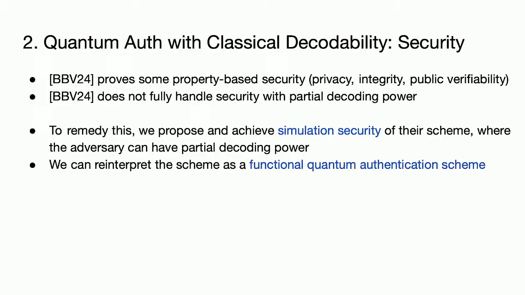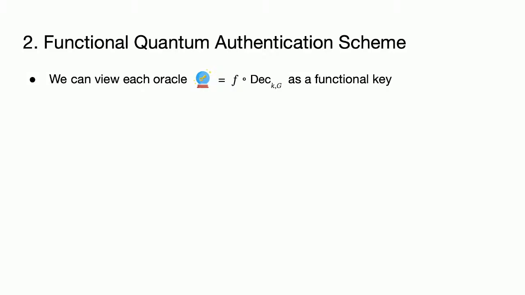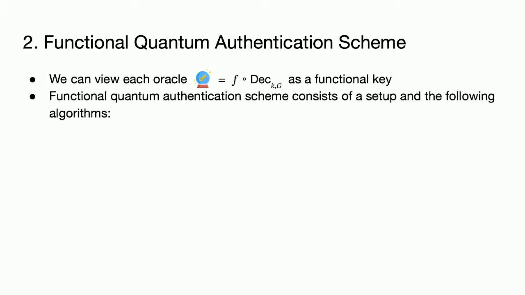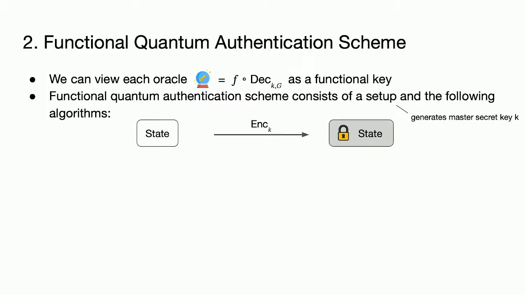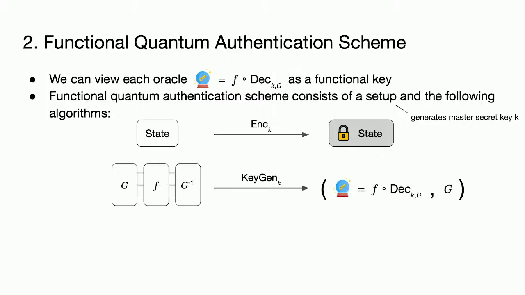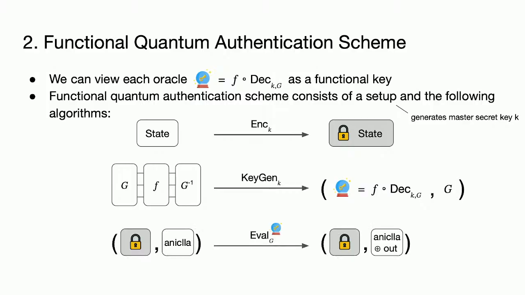So our characterization of security actually allows us to reinterpret the scheme as a functional quantum authentication scheme. So in more detail, we can view each oracle as a functional key. So a functional quantum authentication scheme will now consist of a setup that generates a master secret key, an encryption algorithm that encrypts a state, a key generation algorithm that, given F and G, generates a functional key for computing F in the G basis, and an evaluation algorithm that allows the functional key holder to compute over the ciphertext state to learn the function output of F in the G basis in plaintext.